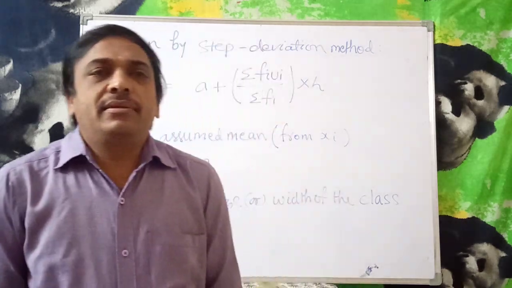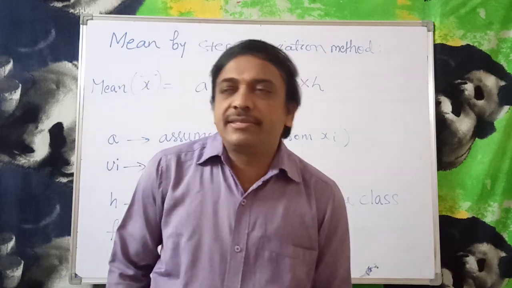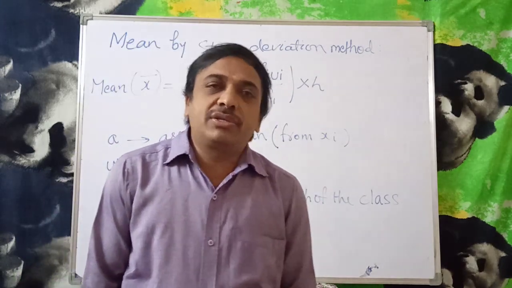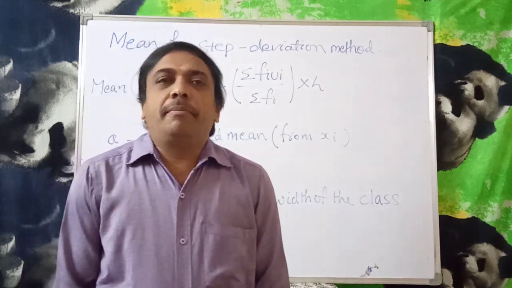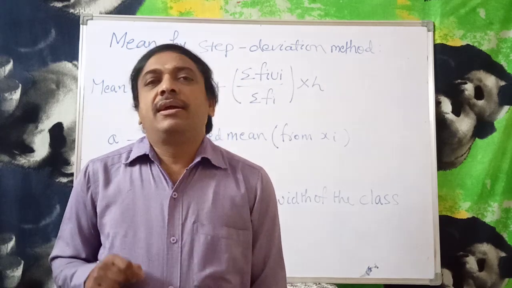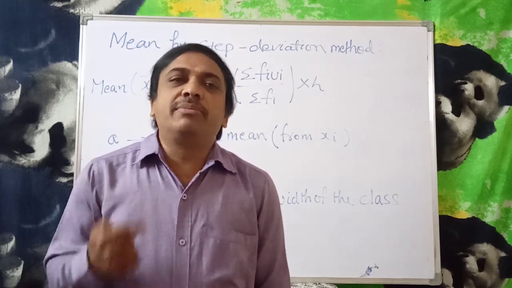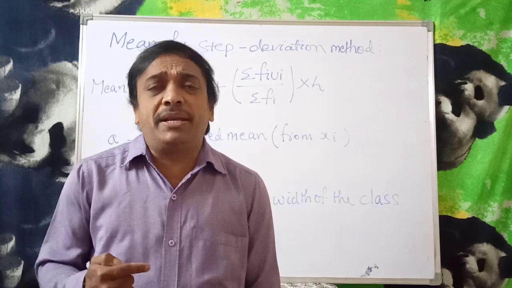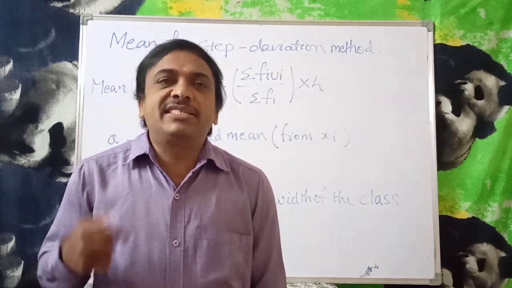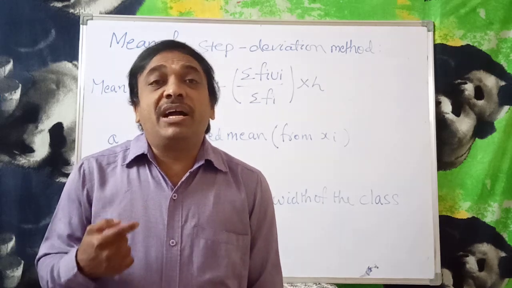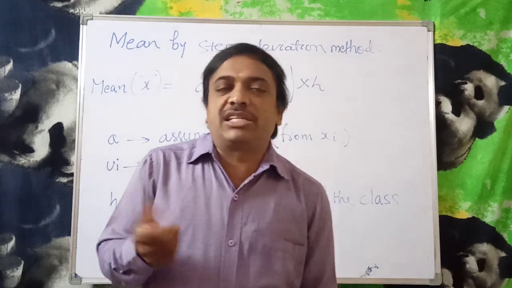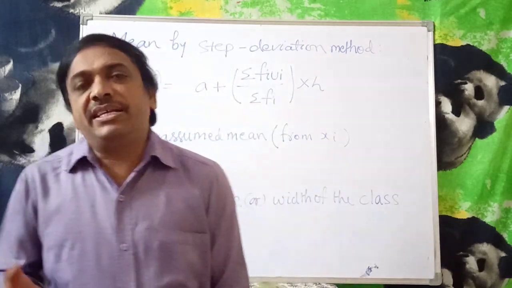I hope everyone is doing well with these classes. In the previous session we discussed the mean by one is the direct method, another one is the assumed method. The assumed method is a plus sigma fi di by sigma fi, and the direct method is sigma fi xi by sigma fi. Sigma fx, shortly, you can write as sigma fx by sigma f.